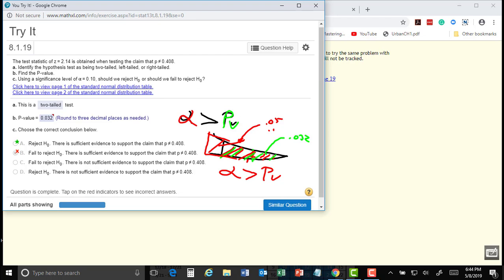So we're going to reject, and there is sufficient evidence to claim that the, okay, I believe that. We reject the null because the p-value is less than alpha. Okay, keep that in mind. So in essence, we're accepting the alternative, aren't we? So the answer is reject and support. It's good to do these, because if you don't do them, you don't get any practice.